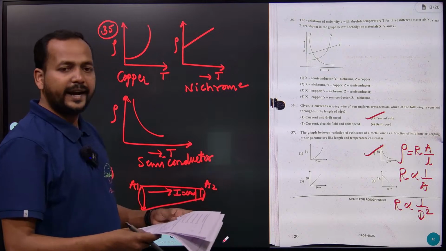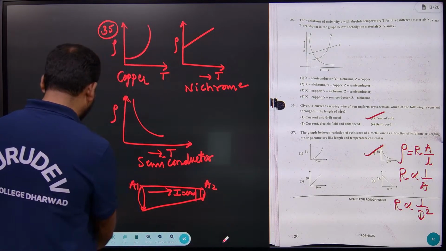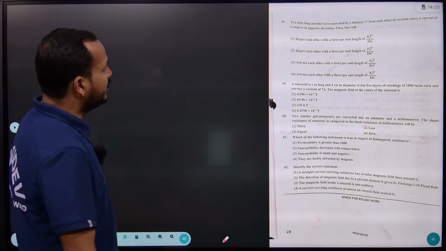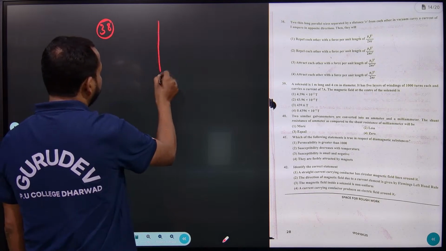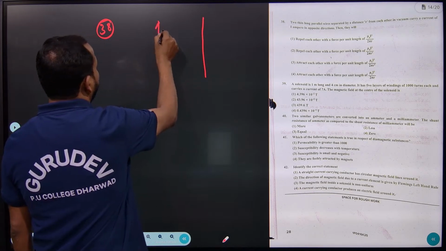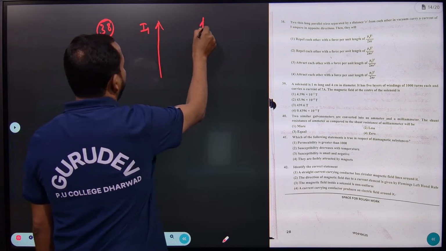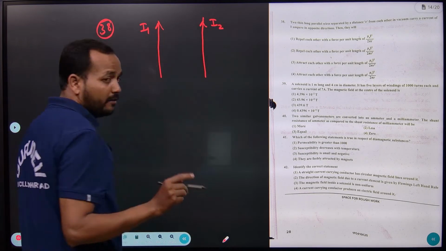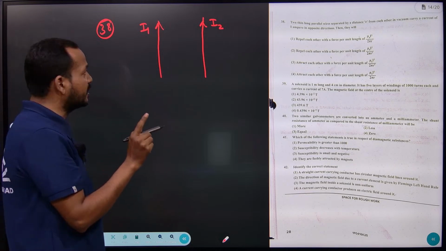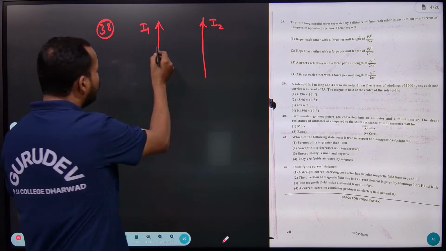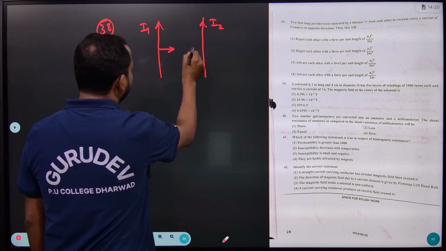Now next, 38th question. Here two parallel current carrying conductors are there. Here current I1 will flow, here current I2 will flow. So you have derived this equation: if the direction of current in the two current carrying conductors is the same, both of them will attract.